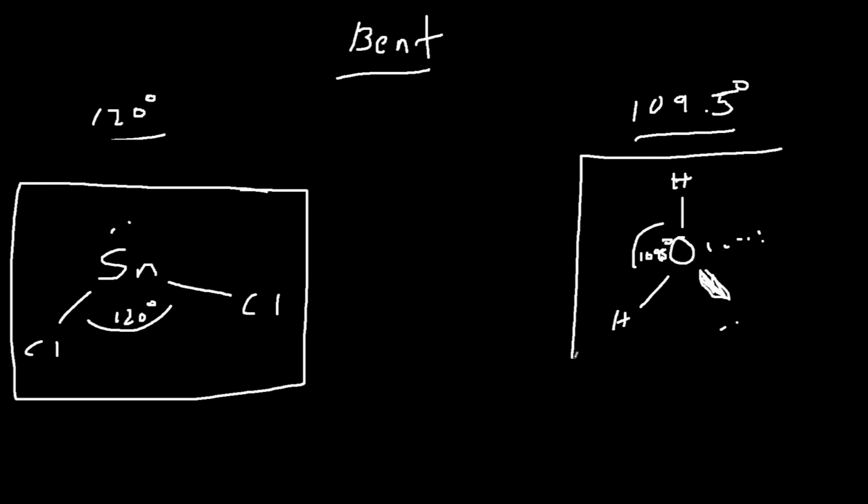And that's how you get two different molecules that have the same name for their geometry, but two different angles because they originate from two different electronic geometries, right? 109.5 comes from the tetrahedral electronic geometry. 120 comes from the trigonal planar electronic geometry.